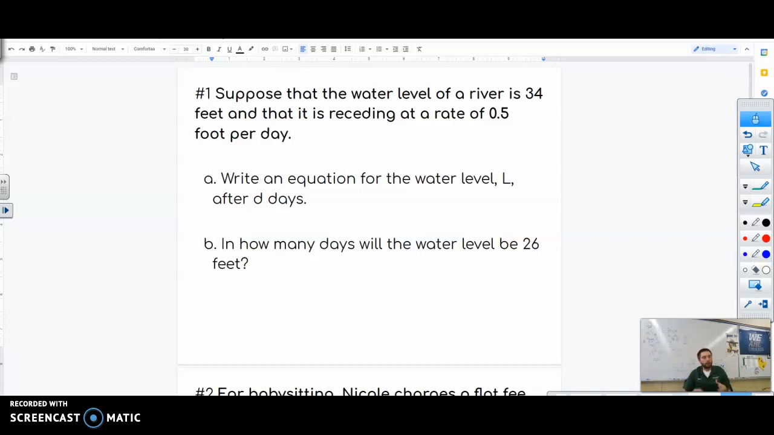Okay. So first thing, if we look at question number one here, this is the document that's on Google Classroom. If you want to have this up, we're going to do some of them together, so less for you to do on your own. Okay. It says suppose that the water level of the river is 34 feet and it is receding at a rate of 0.5 feet per day.